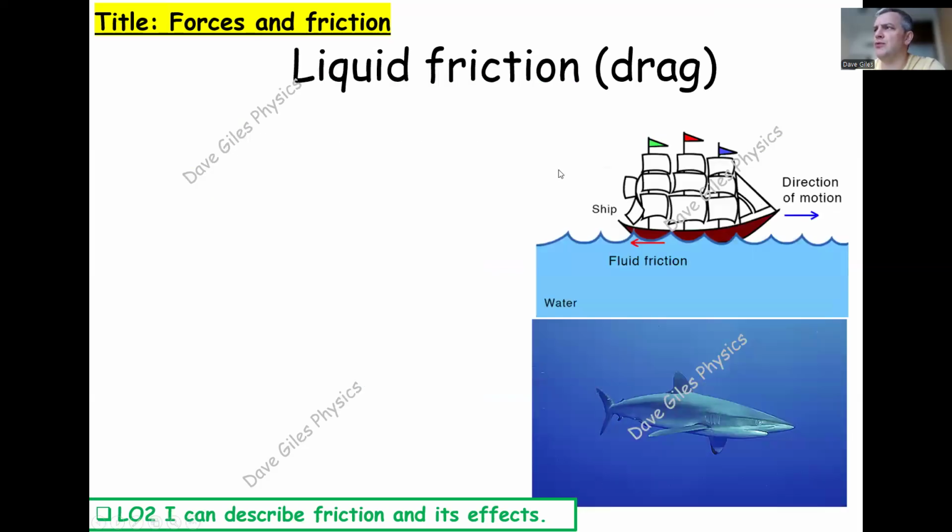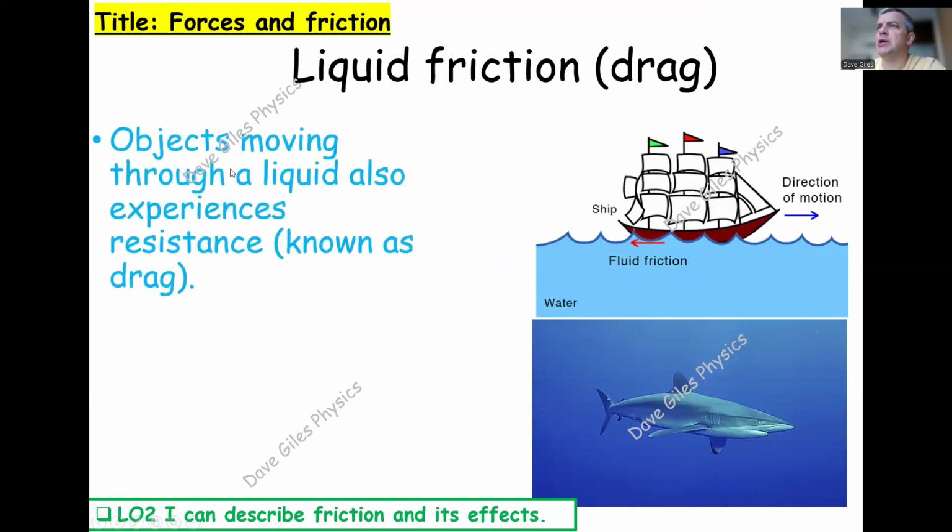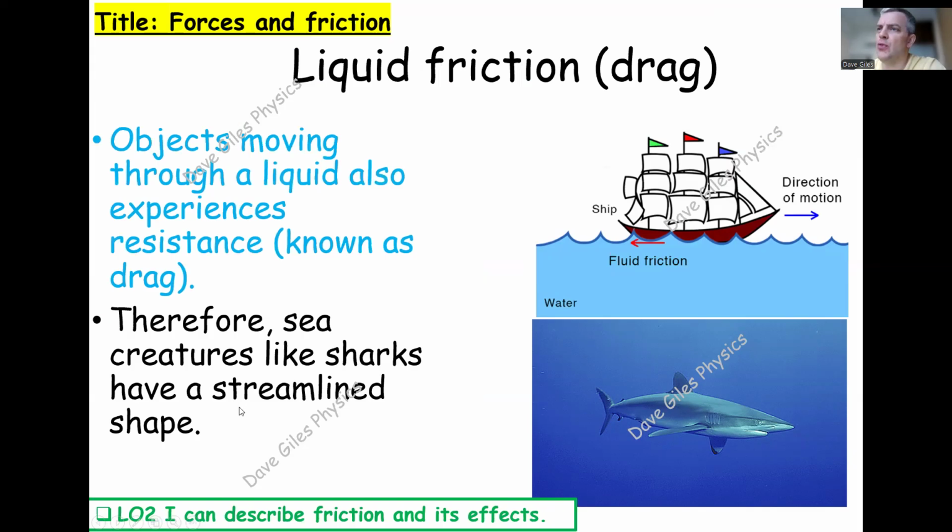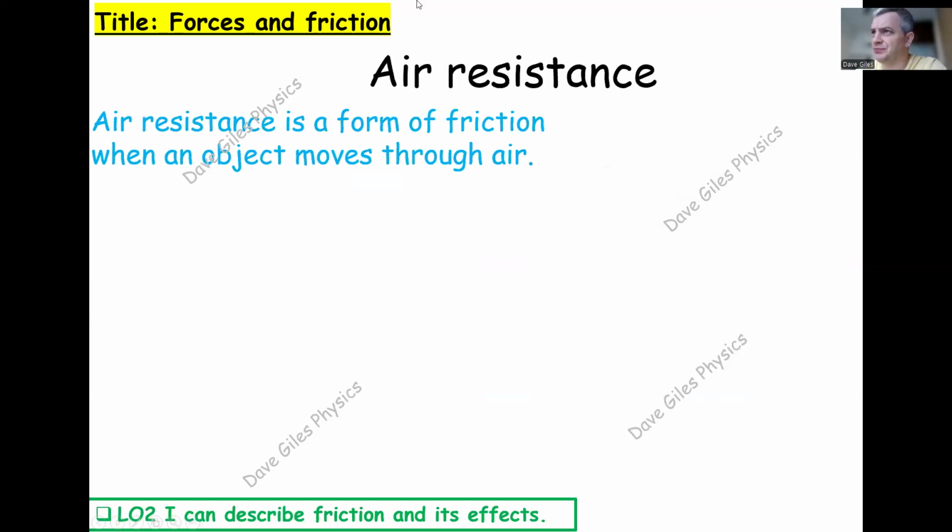You can also get drag. Objects moving through liquid also experience resistance, known as drag. Therefore, sea creatures like sharks have a streamlined shape. What I mean by streamlined is they have a sort of pointy nose so that the water flows over them, not just hits the front of the face and slows them down too much.